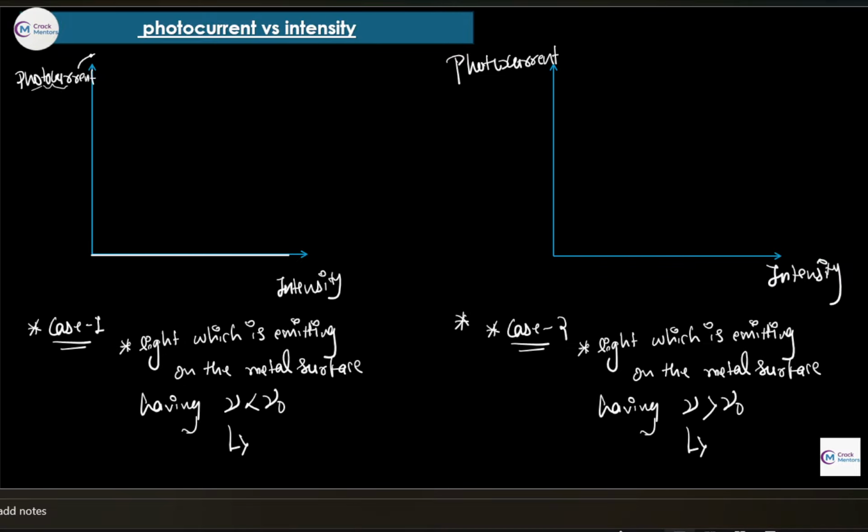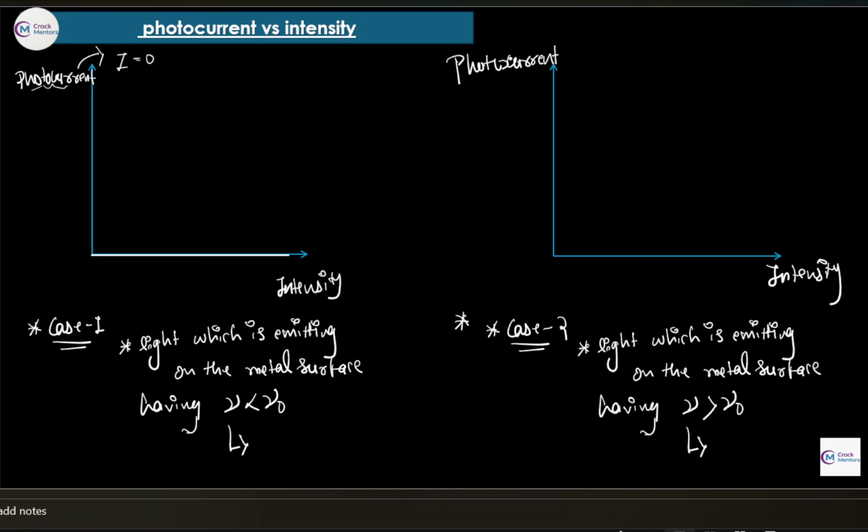Basically, what we observe is that the photocurrent I is going to be zero, whether the intensity is something or not. This is the case I was talking about, and right now I have case two. I hope you have understood this point.